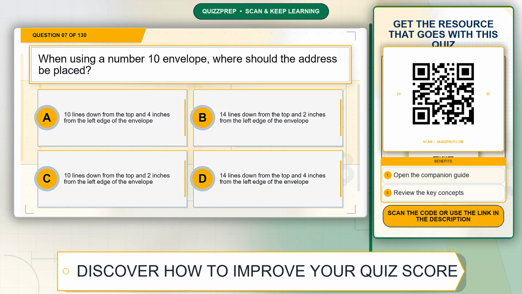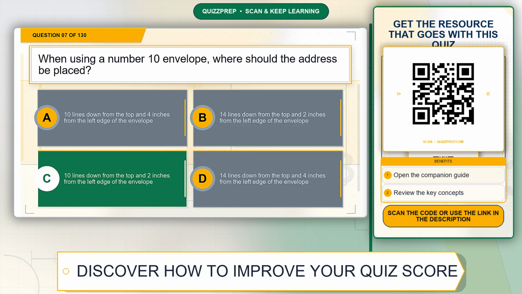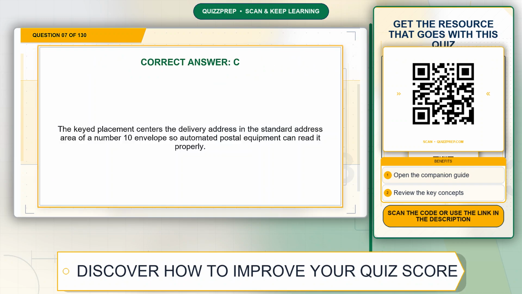Question 7. When using a number 10 envelope, where should the address be placed? Option A, 10 lines down from the top and 4 inches from the left edge of the envelope. Option B, 14 lines down from the top and 2 inches from the left edge of the envelope. Option C, 10 lines down from the top and 2 inches from the left edge of the envelope. Option D, 14 lines down from the top and 4 inches from the left edge of the envelope. The correct answer is option C, 10 lines down from the top and 2 inches from the left edge of the envelope. Explanation. The keyed placement centers the delivery address in the standard address area of a number 10 envelope so automated postal equipment can read it properly.